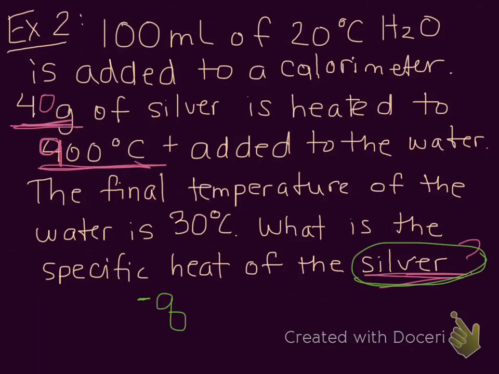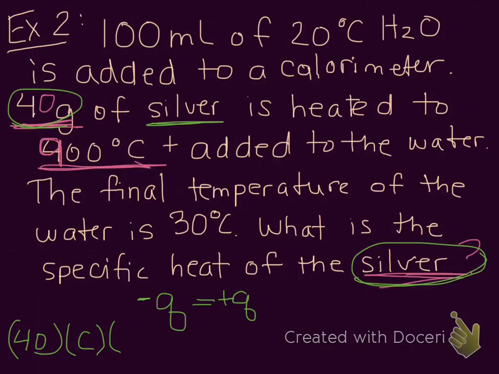Okay, so when we set this up, again, we're going to say that Q for the silver, so silver is the one that's hot and it's getting colder, so it's giving up heat energy. That's going to be our negative Q. It has to be equal to the Q for the water, which is gaining heat energy. So we're going to do negative Q, that's going to be 40 grams, because that's the amount of silver. So our mass is 40 grams. Specific heat of silver is what we're solving for. And the change in temperature, well, we're going from 900 degrees C to 30 degrees C, so it's changed by 870 degrees.